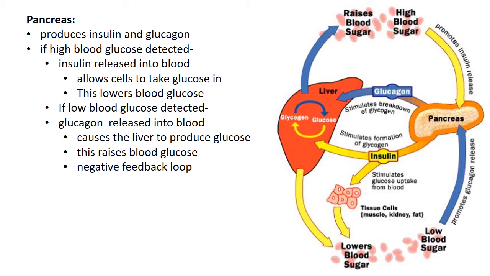Okay students, so we've done a very quick overview of the hormones of the human body. Now we are going to focus on two in more detail. So let's look at insulin and glucagon.